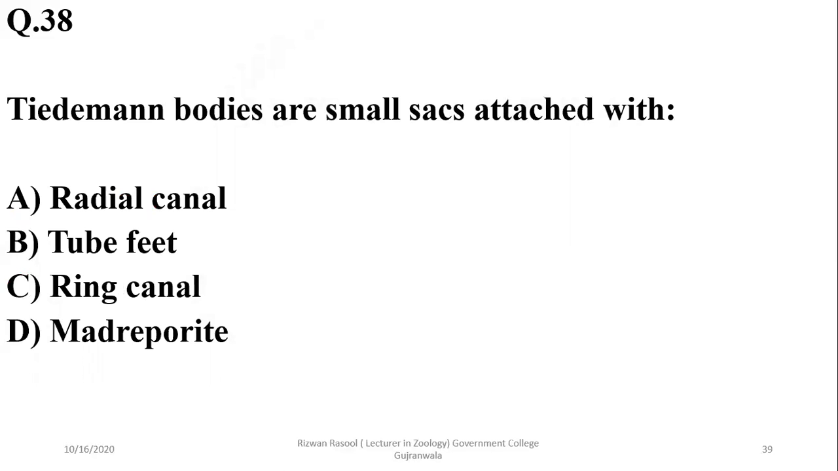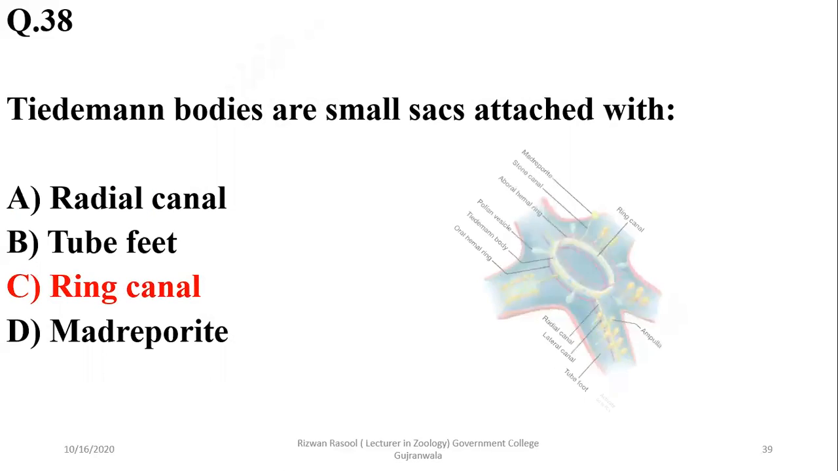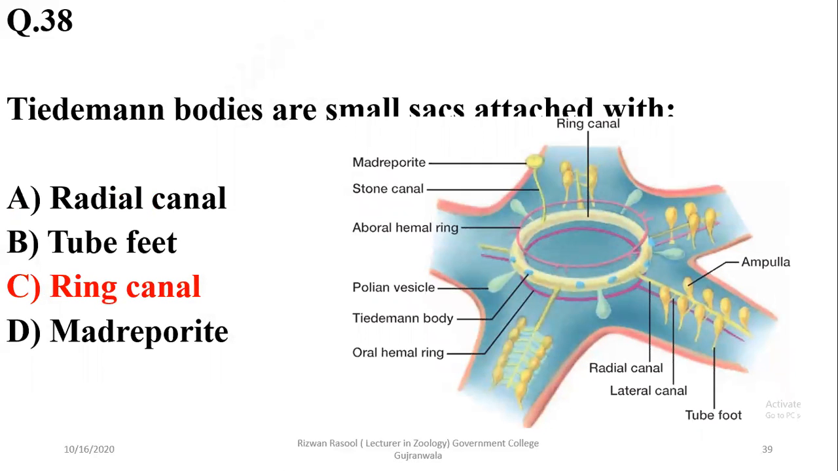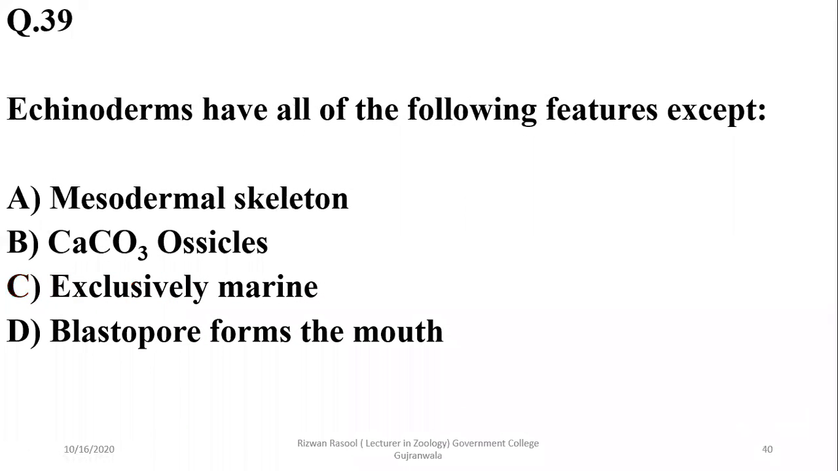Number 38. The Polian bodies are small sacs attached, as we have discussed previously, and they are involved in phagocytosis and associated with the ring canal in the water vascular system of Echinodermata. As you can see over here, they are associated with the ring canal and concerned with phagocytosis because they have phagocytotic bodies. Number 39.